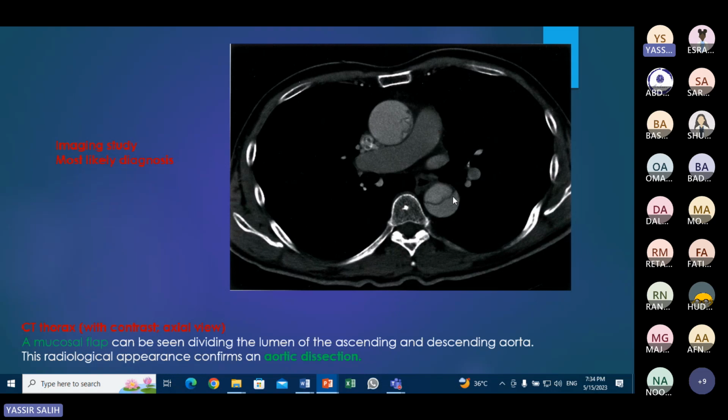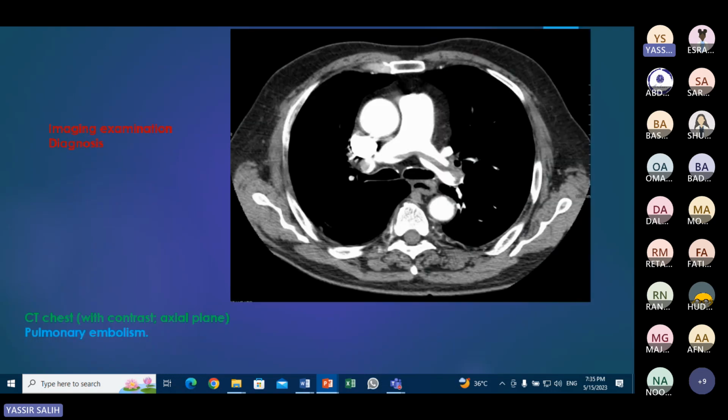A dissection happened, creating a false lumen. The dissection happened in the inner layer, so the blood was split and created a false lumen. This is called dissection. This is aortic dissection. The black line is the flap, the area of tearing. A tear happened in the lumen. So here it is aortic dissection. The technique is CT with contrast or CT angiography. The diagnosis is aortic dissection. Don't miss this examination on this slide.